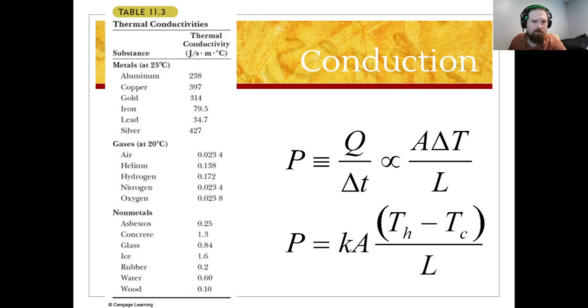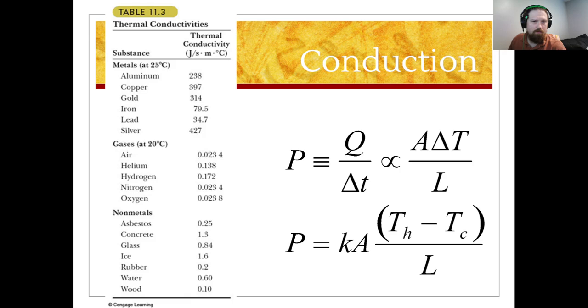It's literally like having to walk a longer road. The longer the pathway, the physically longer the pathway, the more time it takes to traverse it. And so that's what the L term represents. It's how thick the object is that thermal energy is trying to transfer through.